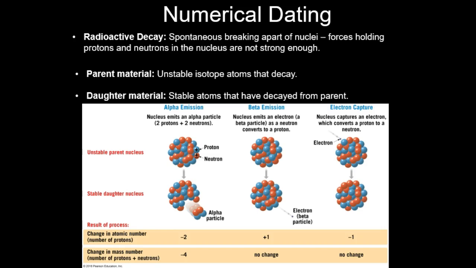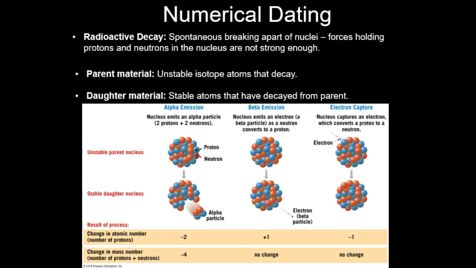So, as time goes by, more and more of the unstable atoms decay, producing a growing number of stable isotopes. The unstable isotopes that decay we call parent material or parent isotopes, and the decayed stable ones we call daughter material or daughter isotopes. So there are three more common ways in which nuclear decay can occur, and those can be seen in the picture on the slide, but we'll go through them real fast.